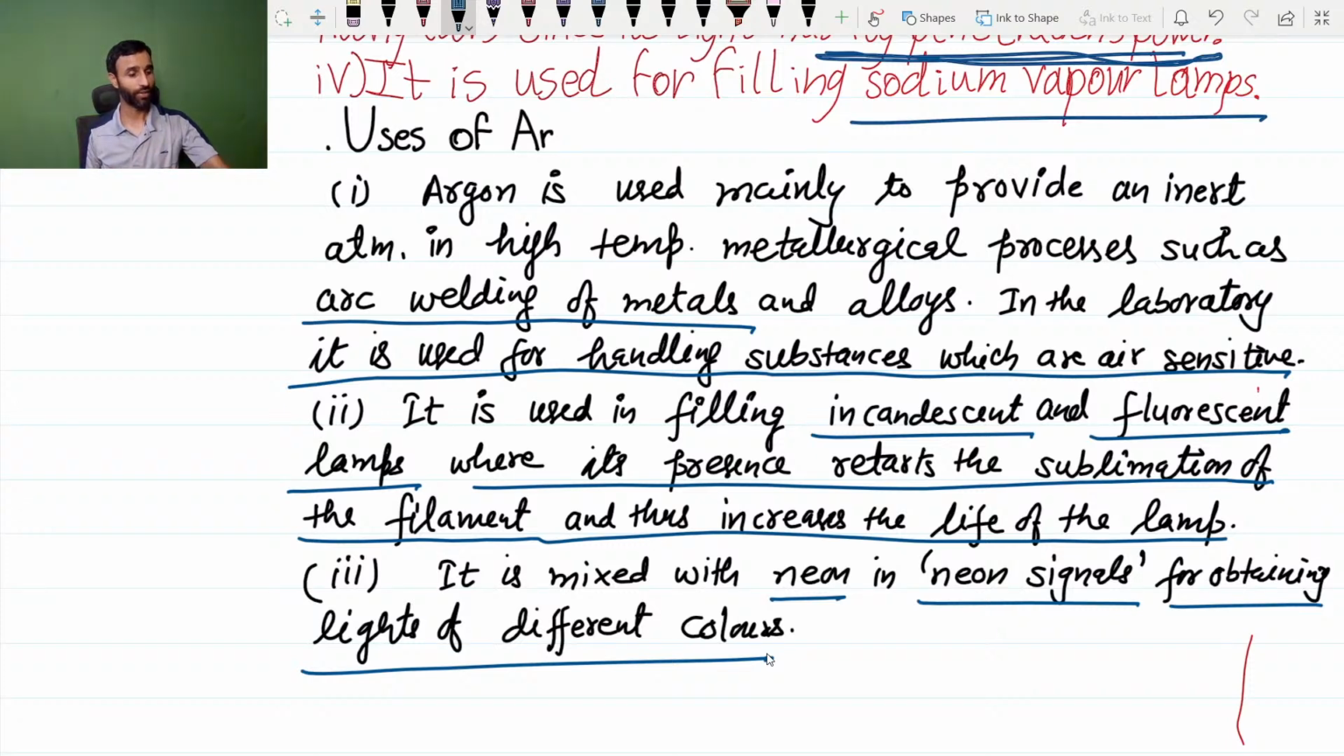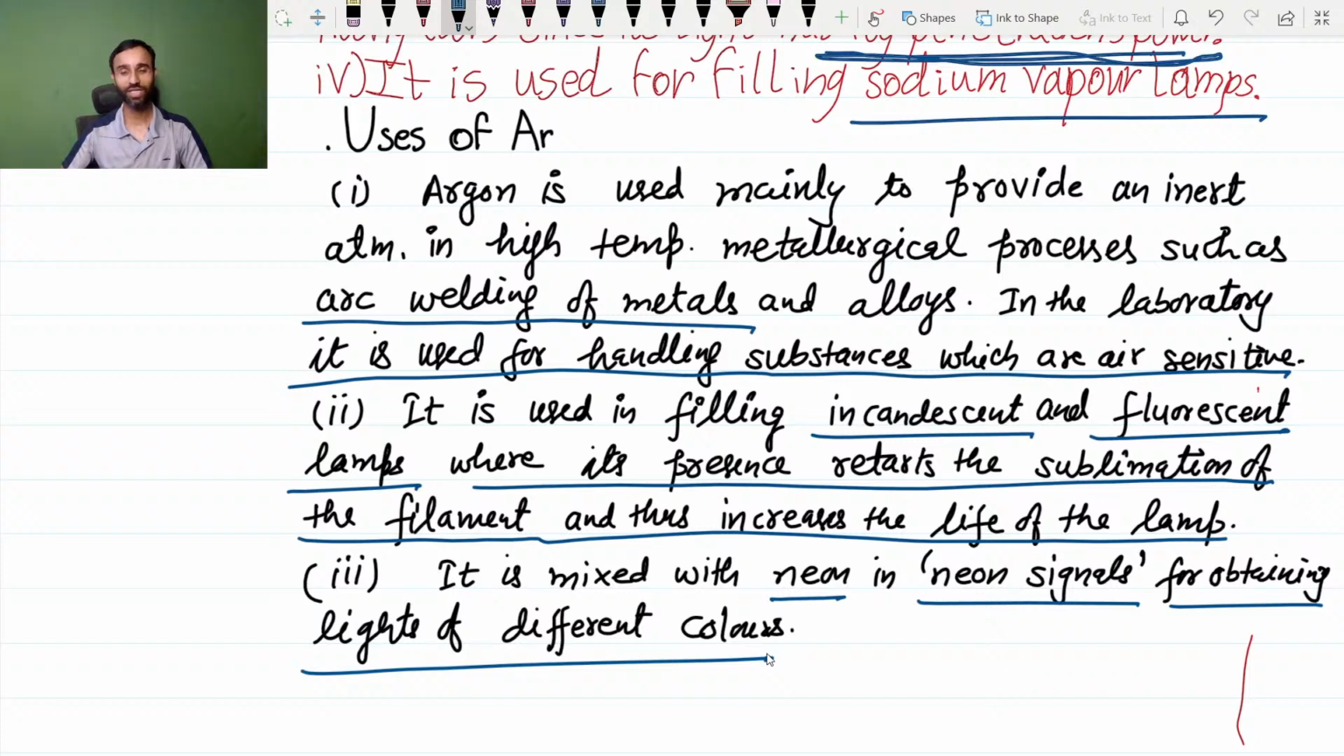Okay, so that's all about the uses, and this is all about p block elements. We have done it in in-text questions, examples, and NCERT exercise. All the questions we have covered, and no question will come out of these questions. So you will get full marks in your exams if you do all these questions.